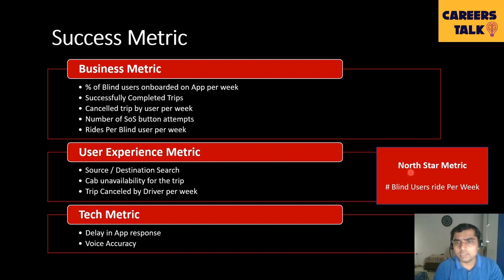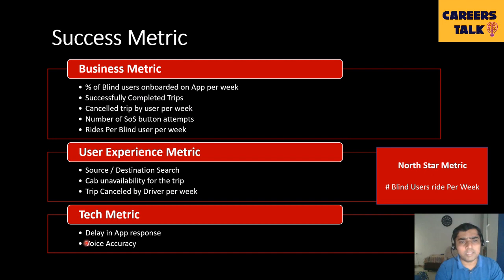Here the North Star metric I have taken is blind users' rides per week. For business metrics, I have taken the percentage of blind users onboarded on the app per week, successfully completed trips, trips cancelled by the user, and number of SOS button attempts and rides per blind user per week. So these are the business metrics I have taken here. For user experience metrics, I have taken source and destination search not being accurate, cab unavailability for the trip, and trips cancelled by the driver.